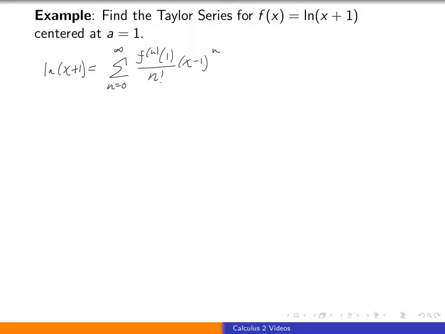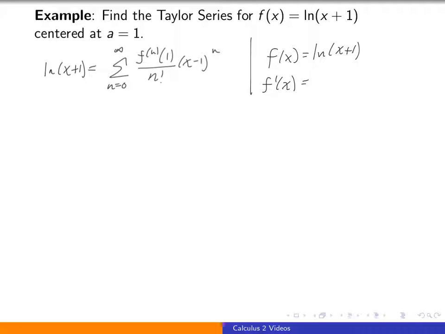So once again, at this point, we have one goal. We need to determine a formula for the nth derivative of f evaluated at 1. And in order to do so, we are going to rely on our differentiation skills, and then in a bit on our pattern recognition skills. So the function we are dealing with is the natural log of x plus 1. And let's just calculate a few derivatives.